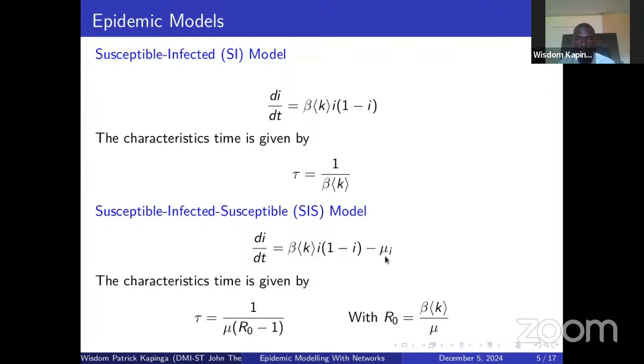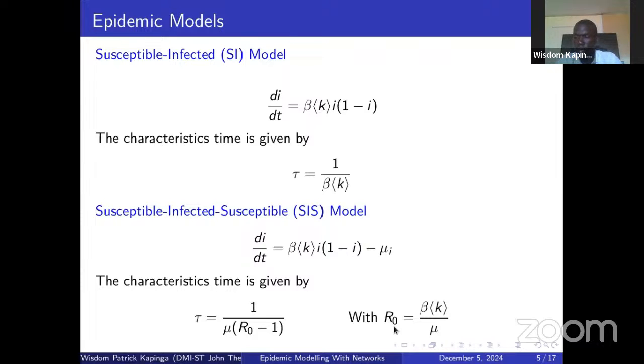Actually, as I've already defined, mu is the recovery rate, the rate at which people are getting healed, and we have already defined I as the proportion of people who are infected in the whole population. And the characteristic time for the SIS model is given as 1 over mu times R0 minus 1, where R0 is given by dividing the transmission rate by the recovery rate. So that will give you the R0, which is also defined as the reproduction rate.